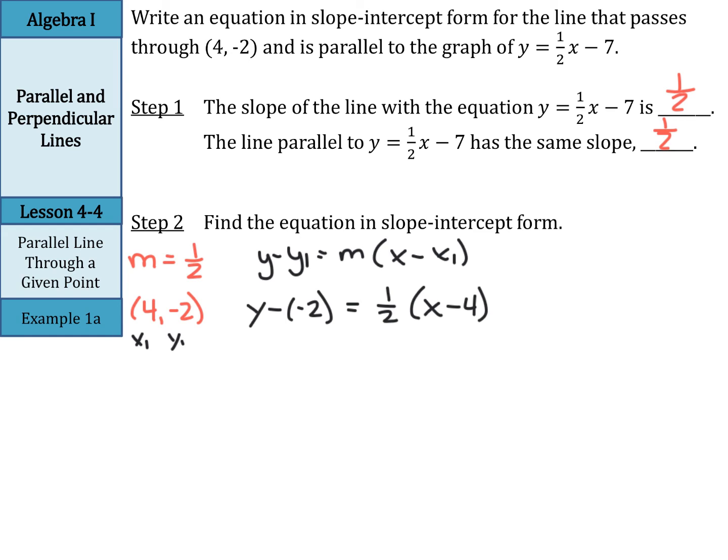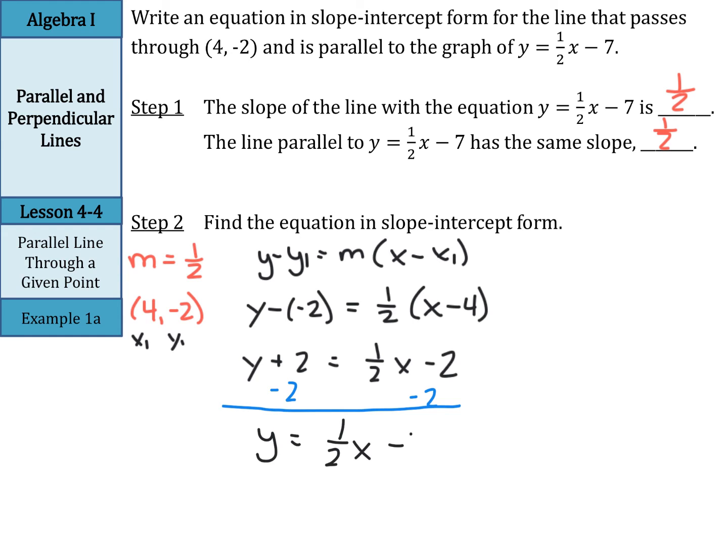We'll now simplify this. We have y minus a -2, which is y plus 2, equals, and we need to distribute the 1/2, so we're going to have 1/2 x minus 2. And now to get this into slope-intercept form, we need the y alone, so we'll move this plus 2 by subtracting 2 from both sides. We're left with y equals 1/2 x minus 4.